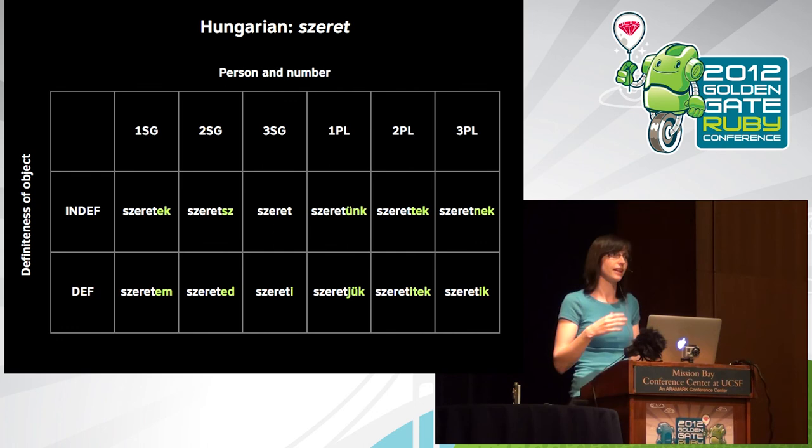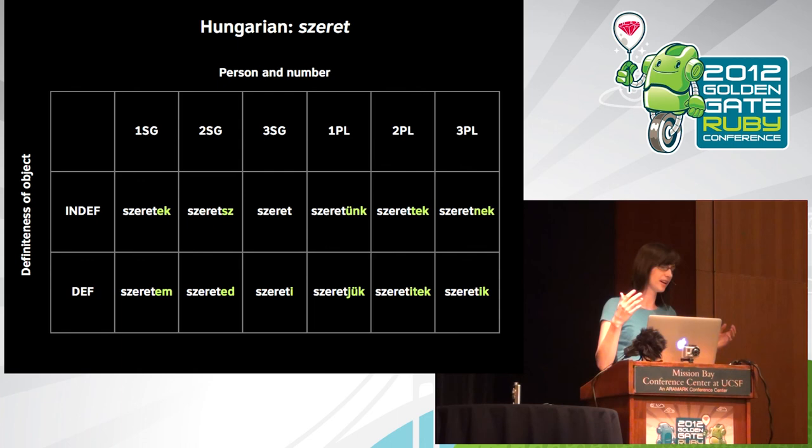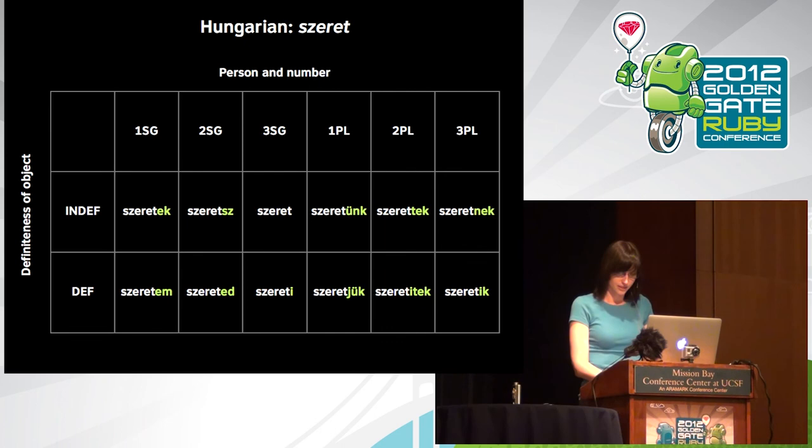Specificity, like definite versus indefinite, like a versus the, kind of. So if you're talking about a specific cat, you have to conjugate this verb one way. If you're talking about a cat that I have not necessarily specified, it's a whole different word. So that's person agreement.